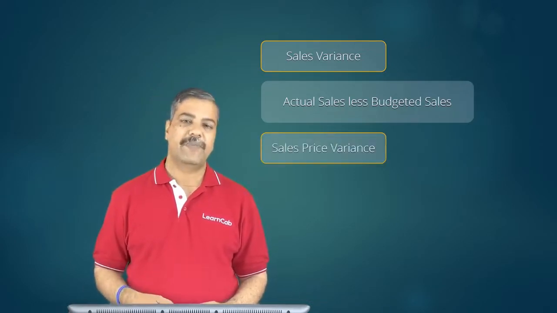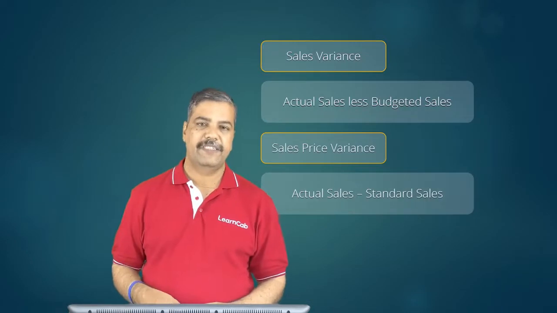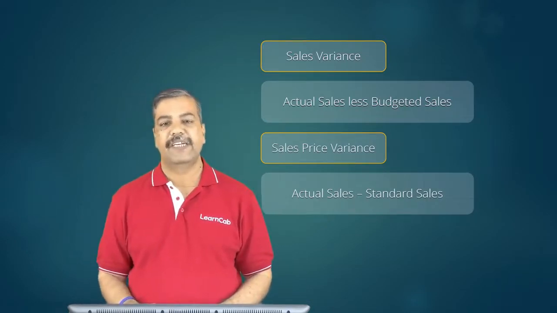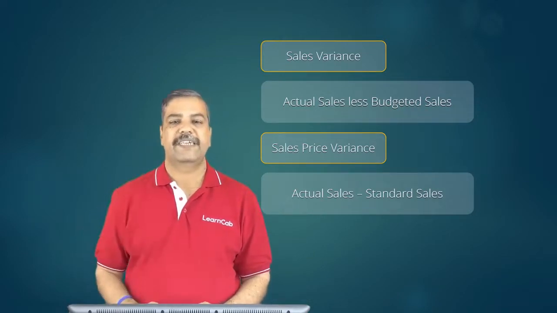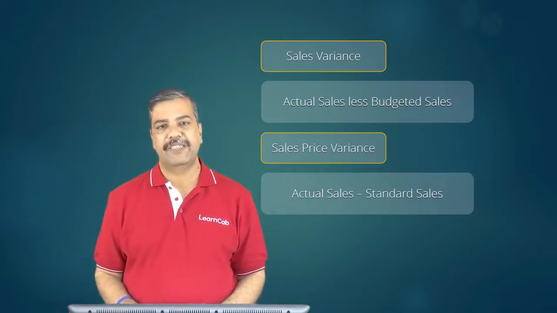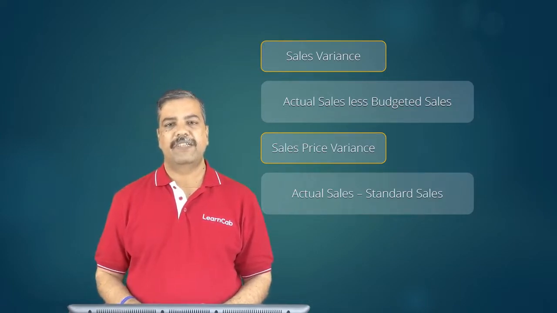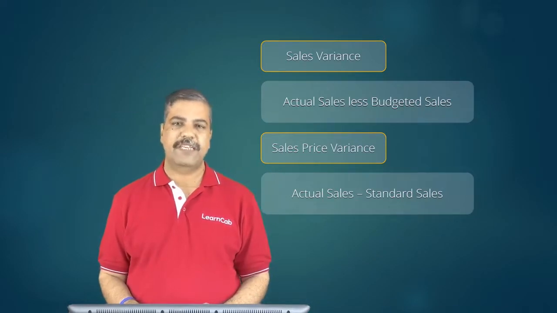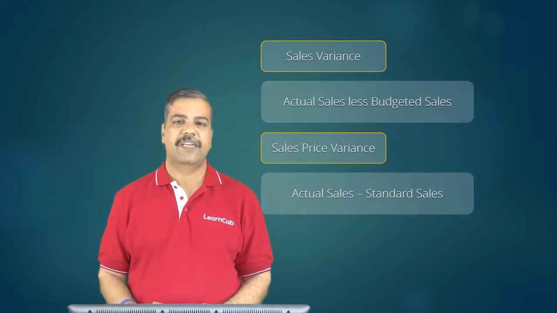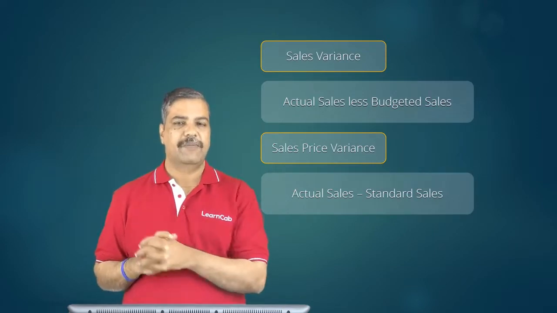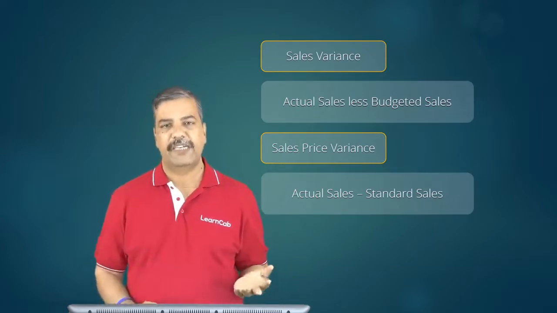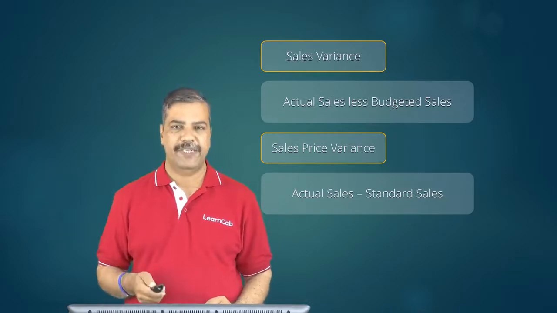Then what is sales price variance? Sales price variance is actual sales minus standard sales. Please note the two differences there: budgeted sales and standard sales. Sales price variance is the variance in the price of the sale. When you have fixed some standards, this is the sales I was supposed to achieve, at that rate of sales: the number of units multiplied by selling price. These are the rates I am expecting. But what did it actually turn out to be? That difference is called the sales price variance.